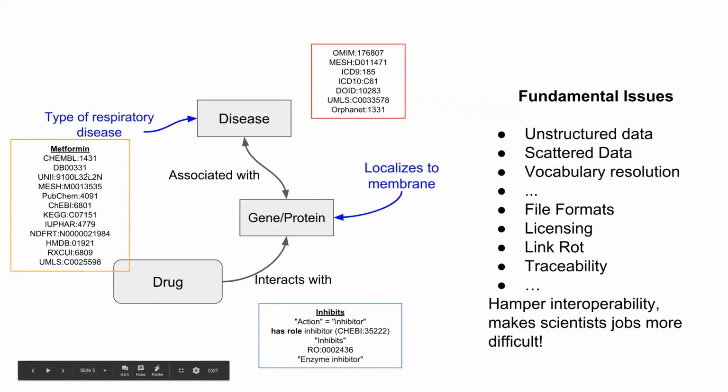One of the big issues is that many of these biological entities have different identifiers from different resources. As a really common example, metformin, which is a kind of drug, has at least 11 different identifiers from different databases. And when you want to look up, for example, drug-protein interactions from other databases, you have to normalize all these identifiers together. So this hampers interoperability and makes scientists' jobs more difficult.